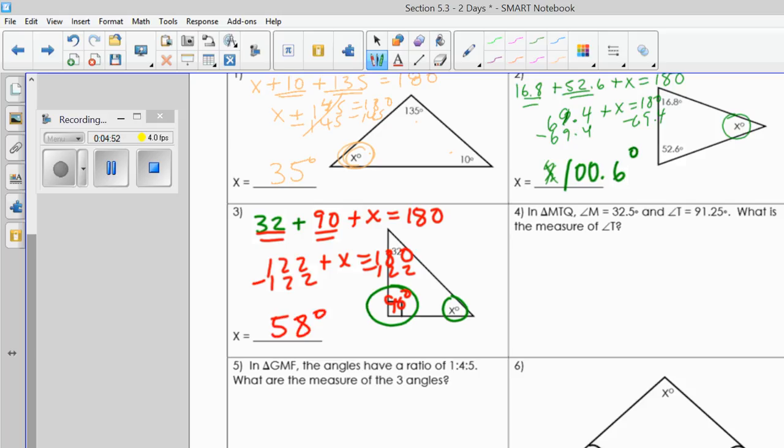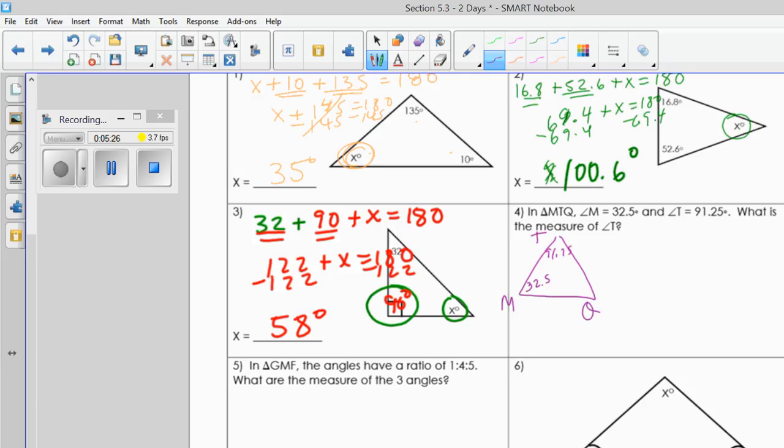Number four, so here we go. In triangle MTQ, angle M is 32.5, angle T is 91.25 degrees. What's the measure of angle Q? I like to draw pictures to help me out here. So I got MTQ. When drawing a triangle, it does not matter the order unless they tell you a specific angle is like a right angle or something, and that needs to go in a certain spot when you draw it. But here we go. Angle M is 32.5, angle T is 91.25, and angle Q we don't know.